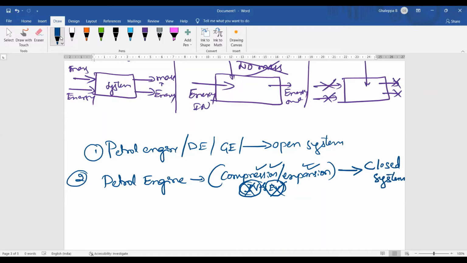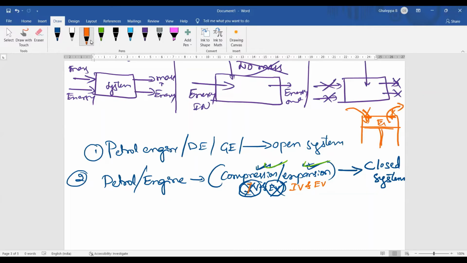Closed system. Sir, can you repeat once again, sir? In a petrol engine or in any engine, there are compression and expansion strokes. During these two strokes, the inlet valve and exhaust valve will be closed. When any engine has its inlet valve and exhaust valve closed, no mass enters the cylinder and no gases go outside.